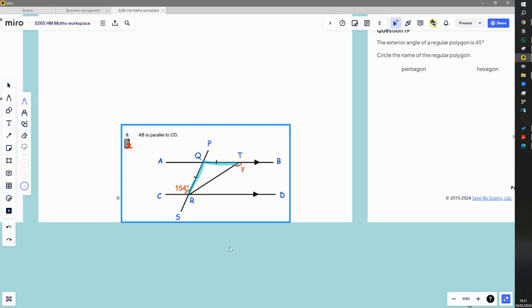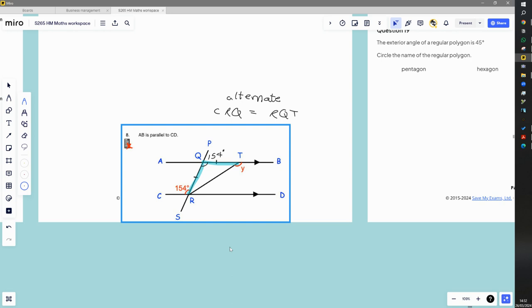So how do we do this? Well, we know that that's 154. We can use the alternate angle and say that that is also 154. So using alternate angles, we can say that CRQ is equal to RQT, and they are alternate angles. Often you're asked to explain your reasoning, and that's your reasoning.